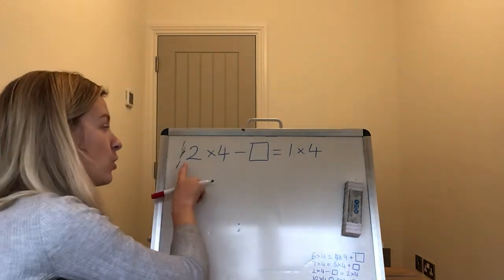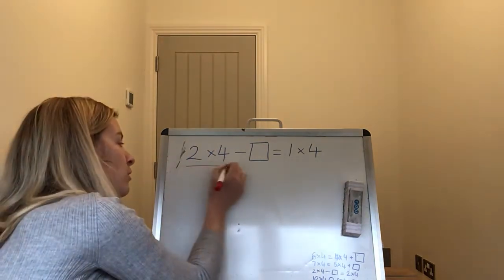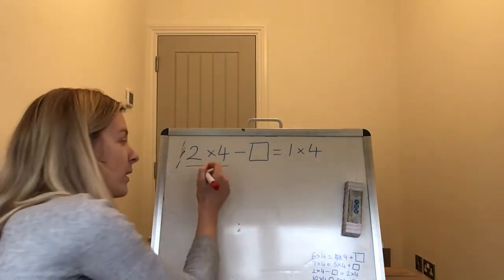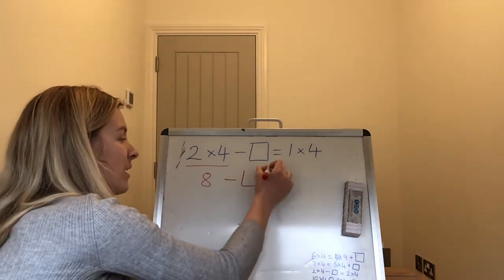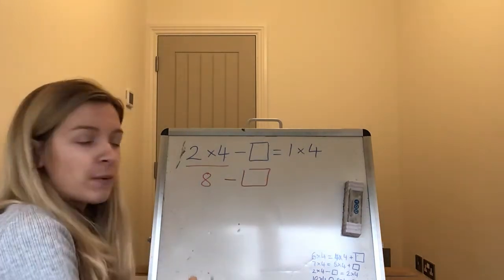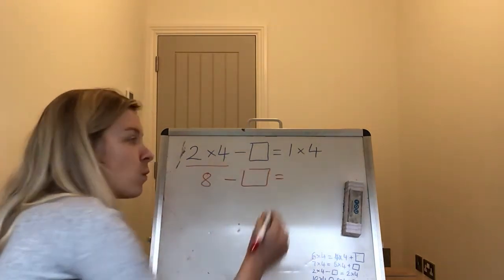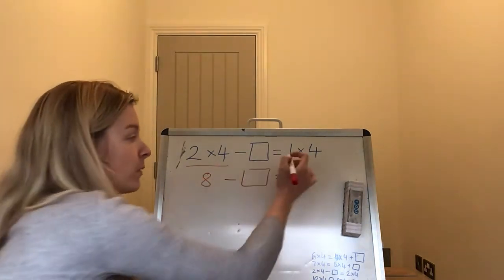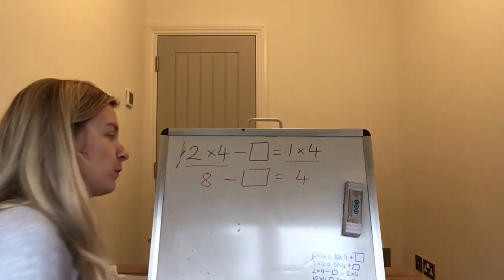So, 2 times 4 straight away. We're all super confident with our 2 times table, so you should know that really quickly. It's 8. Now, we're taking away this box, but I'm not worried about that just yet. I'm going to do that last. 1 times 4, really quite straightforward. We know 1 times 4 is 4.